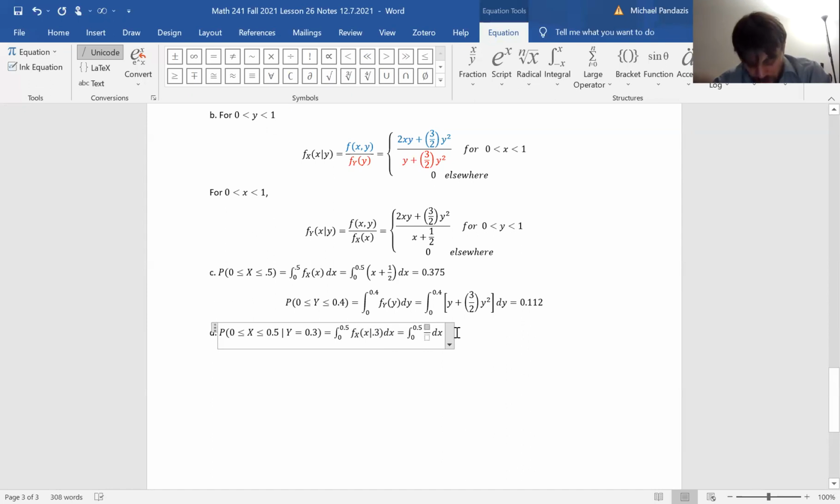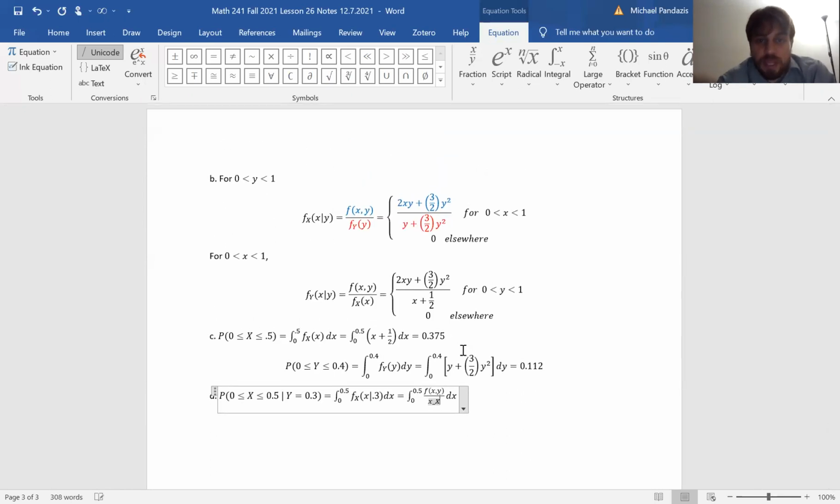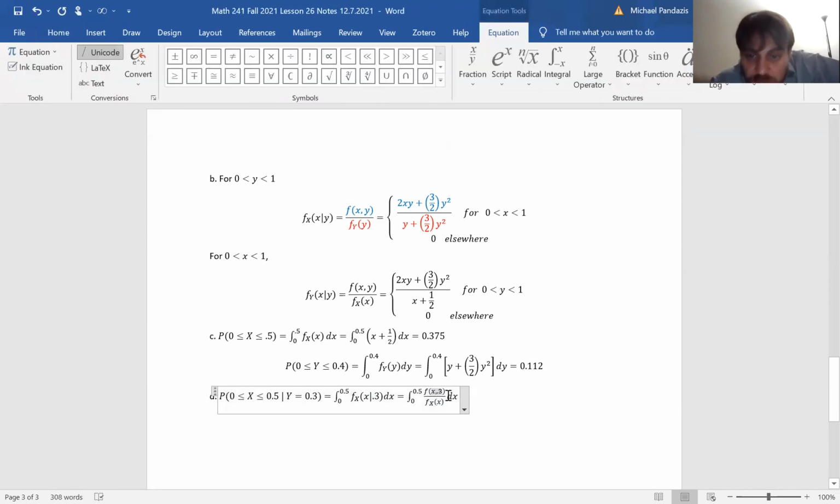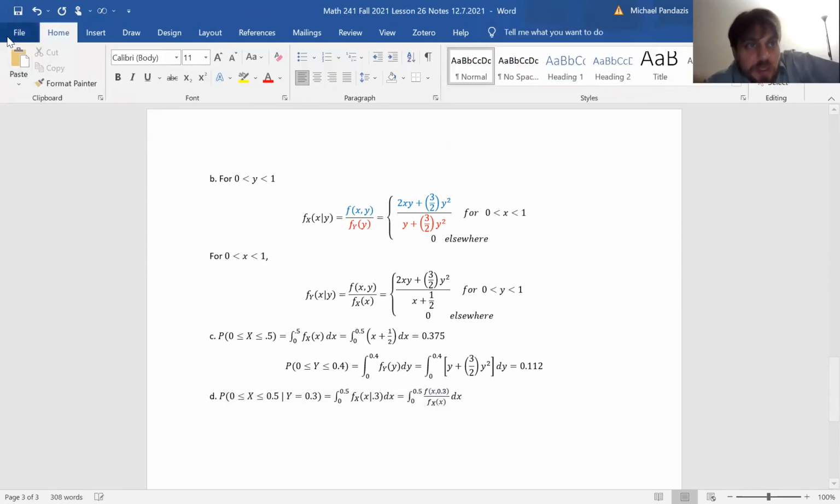So this is the same as f of x comma y divided by f sub y of y. But here y is 0.3, so you want a 0.3 there. And we put a 0 there so it's more visible. Okay, so I'm going to zoom in.